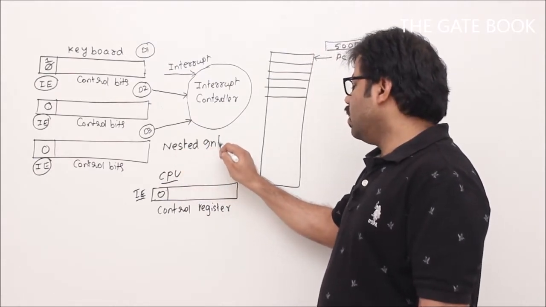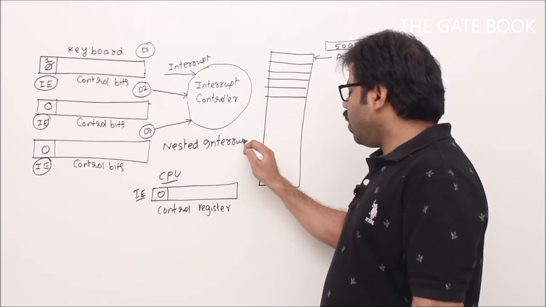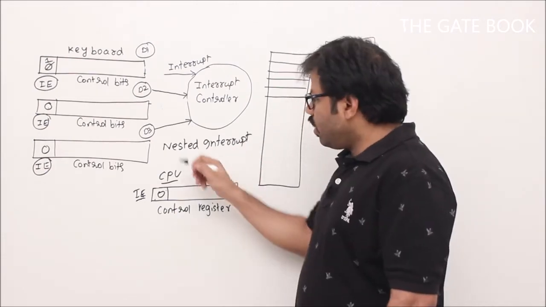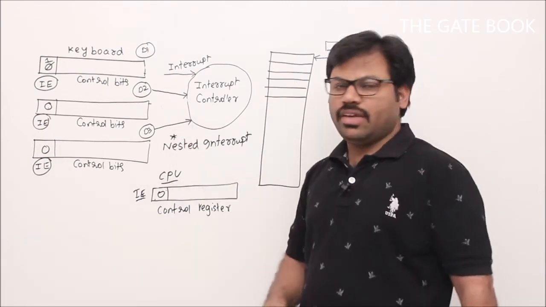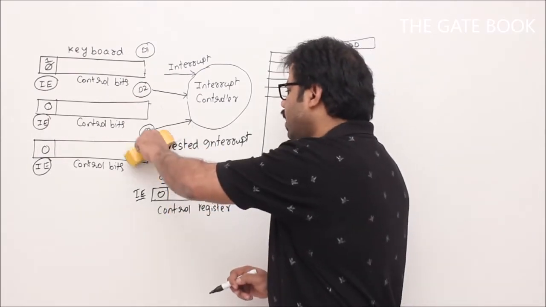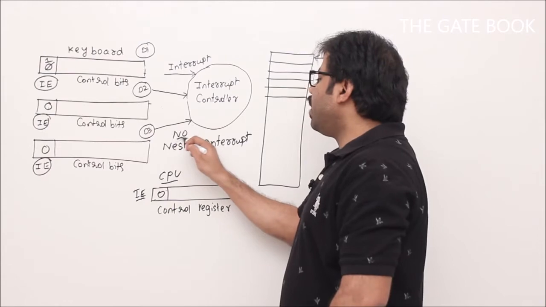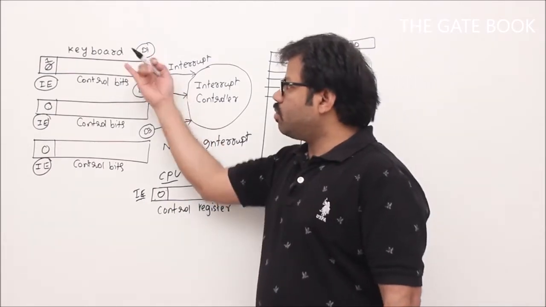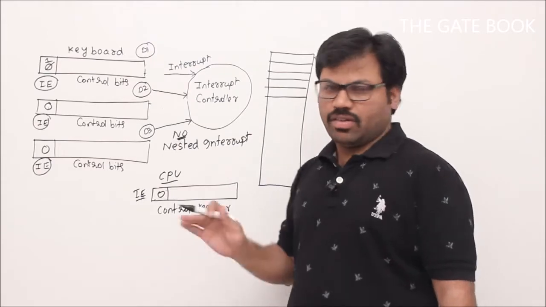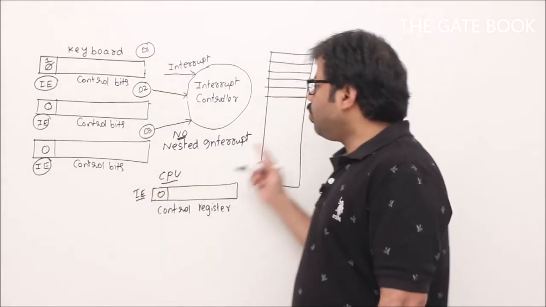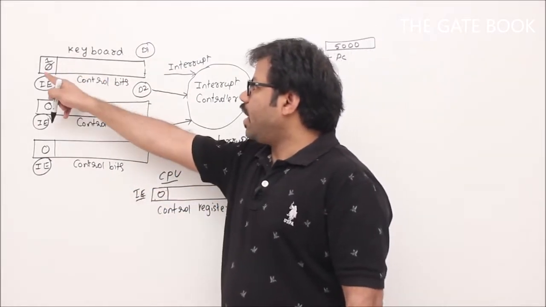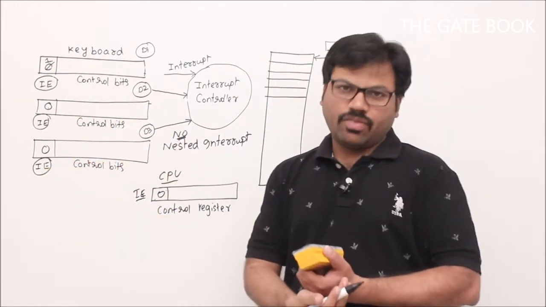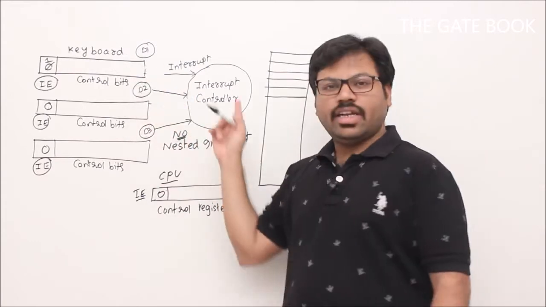What is a nested interrupt? When one interrupt is getting executed and you don't want another interrupt, then we say no nested interrupts. How to implement no nested interrupts, sir? Very simple. Example, you want to take interrupts only from the keyboard, not from anything else. So you write a program such that the IE bit of the keyboard is made 1 through your program and the other bits are made zeros. Then only the keyboard can interrupt.